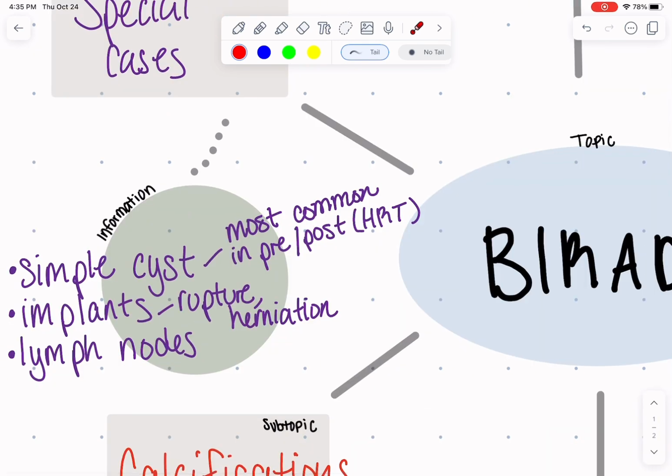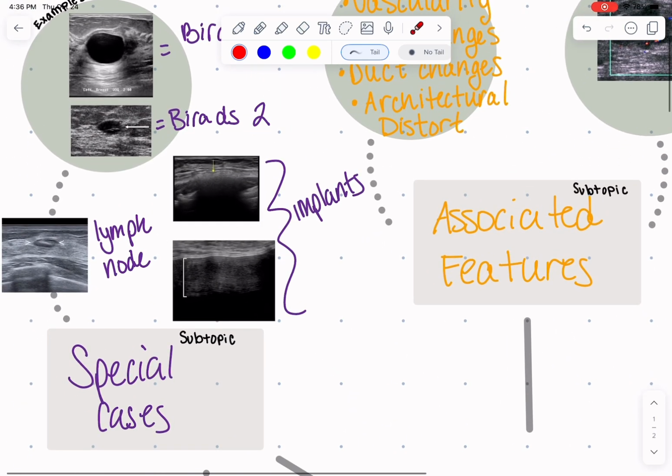Next, we have special cases. So this includes simple cyst, implants or foreign body, and lymph nodes. In my clinical site, we scan a lot of breast with women who have implants. So I think it's also important to know sonographically what those look like. And then we also have a lot of women who feel palpable masses on their breast, and it ends up being an enlarged lymph node. So here are some examples of these special cases.